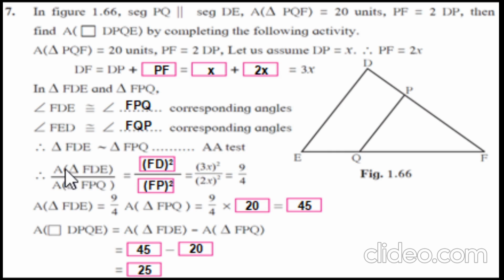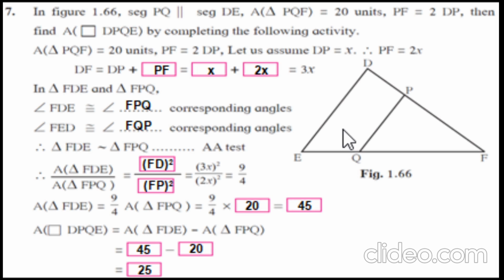We are taking the ratios of their areas. Area of triangle FDE upon area of triangle FPQ is equal to square of FD upon square of FP. FD is 3x, so square of 3x upon square of 2x. Square of 3 is 9, square of 2 is 4, x square cancels. Then we get area of triangle FDE is equal to 9 upon 4 into area of triangle FPQ. Area of triangle FPQ is given 20. So 20 divided by 4 is 5, 9 fives are 45.